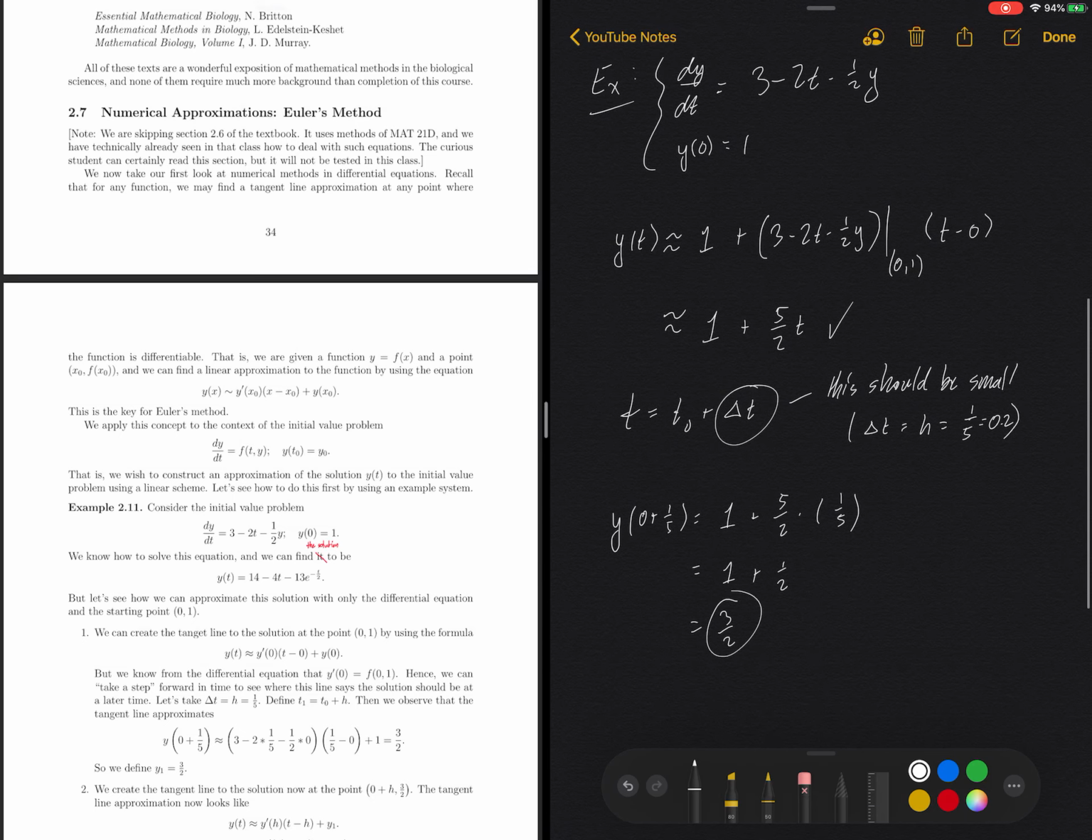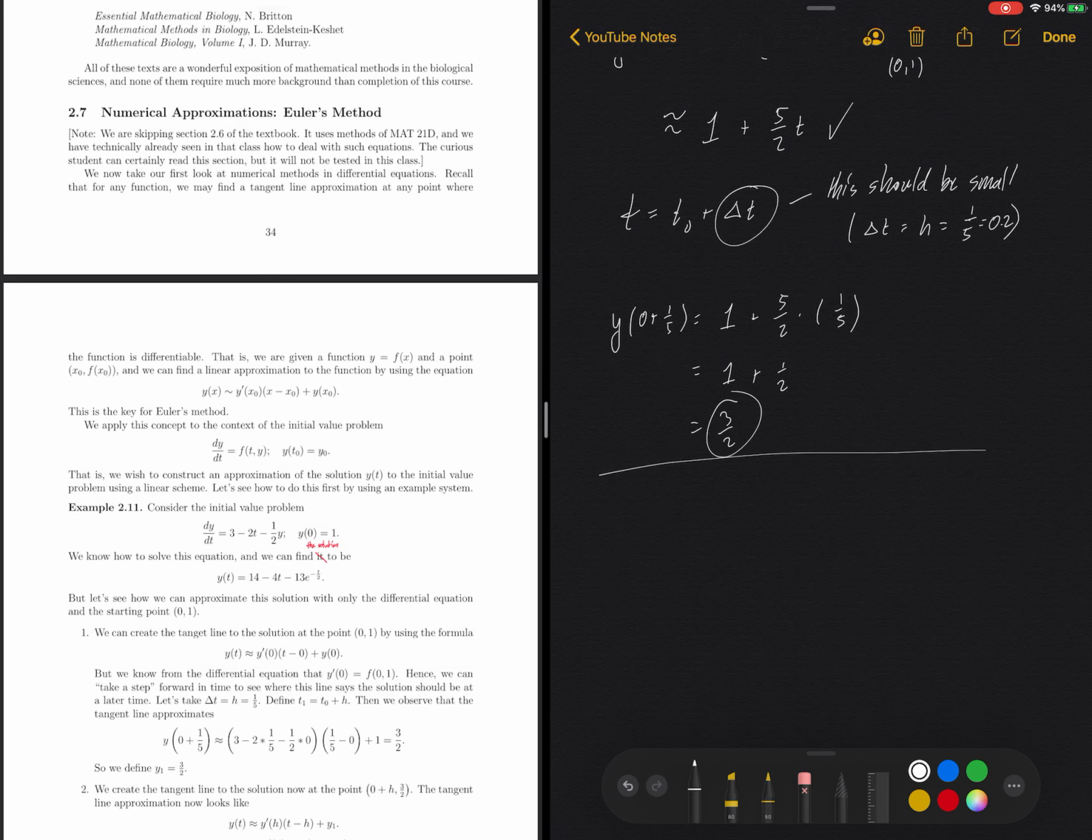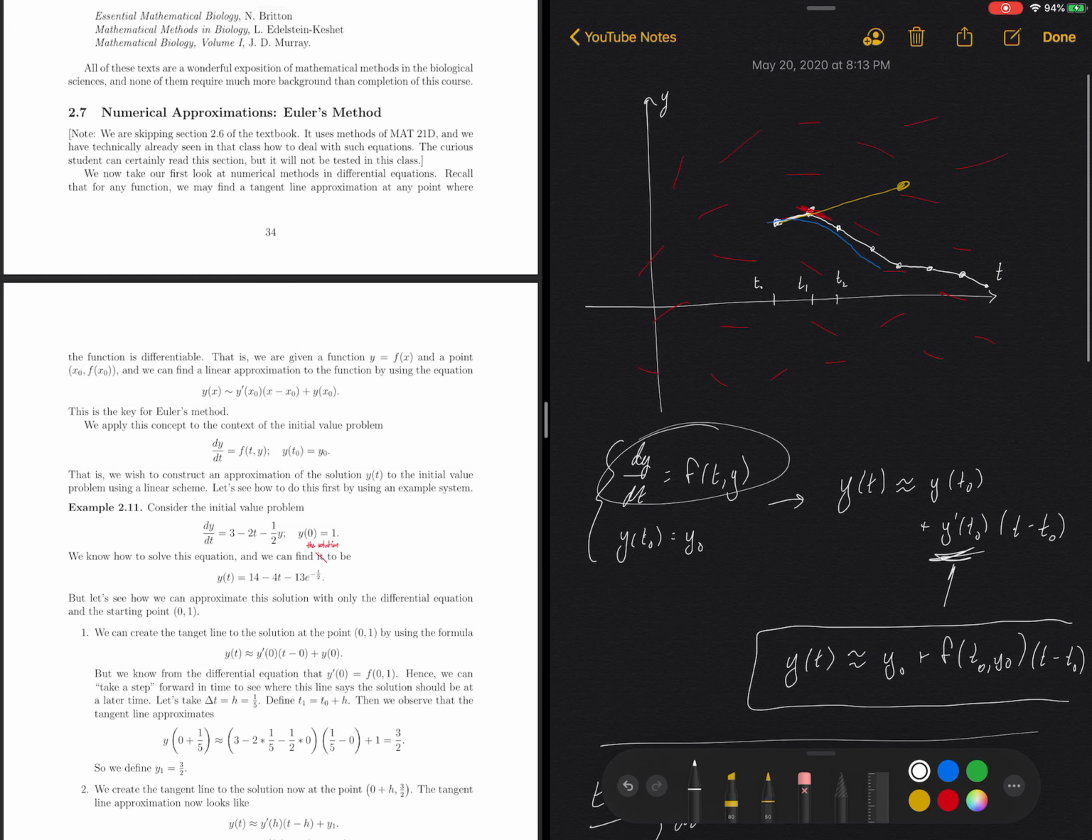And now you see why I used that step size as my example. There's a 1/2. So this tangent line approximation tells me that my solution should be very close to 3/2 as I take that step forward. Now, I can go ahead and take this output and apply the same process. So iterate this at 1/5, 3/2 now. So find a new tangent line, and so on. So that's what this process is up top.